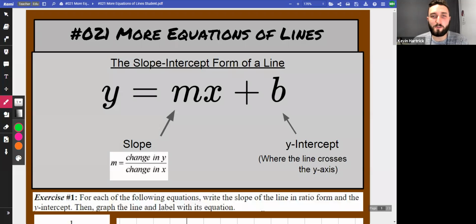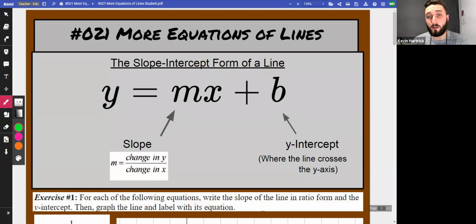All right, welcome to classwork lesson number 21, more equations of lines. We're going to review a little bit that we did in lesson 20 on graphing lines, and then we're going to take it even further today. So let's take a look at what is called the slope-intercept form of a line.